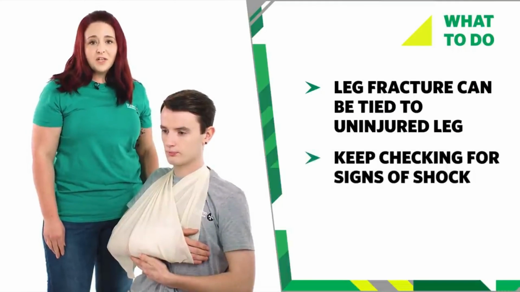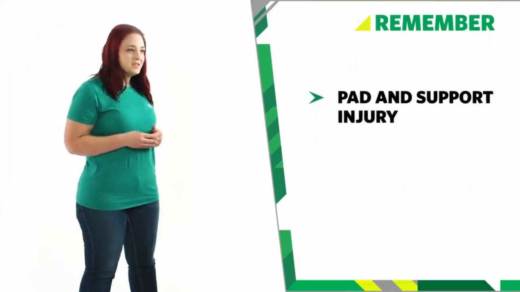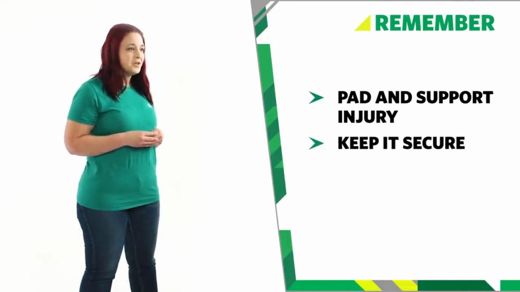Keep checking the person for signs of shock, but do not raise an injured leg. If necessary, raise the uninjured leg. If they become unresponsive at any point, prepare to treat an unresponsive casualty. So remember, pad and support the injured area, use a sling or triangular bandage to keep it secure, cover any wounds, call 999 or 112. And that's how you treat someone with a fracture.